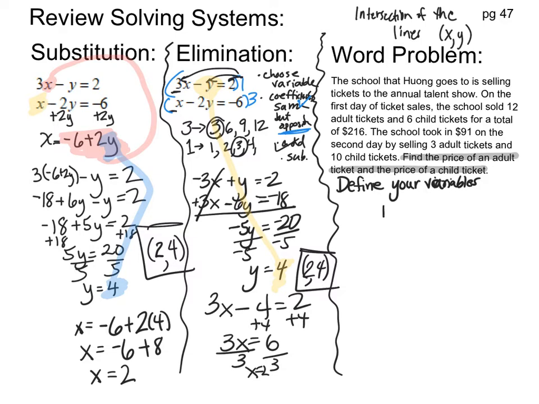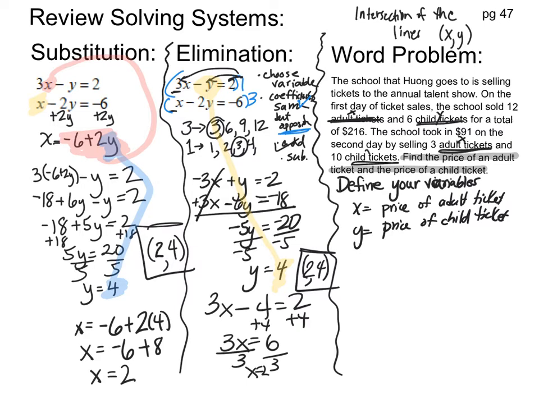You don't know the price of adult tickets and the price of a child ticket. You don't know. So X is going to stand for the price of an adult ticket. Y is going to stand for the price of a child ticket. So you could go back right now into this equation and you can say this is X. This is Y. This is Y. Then what else do I have? I see adult tickets, that's X. And I see child tickets, that's Y.